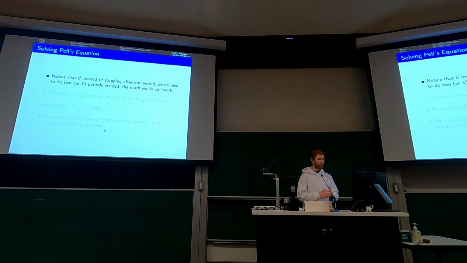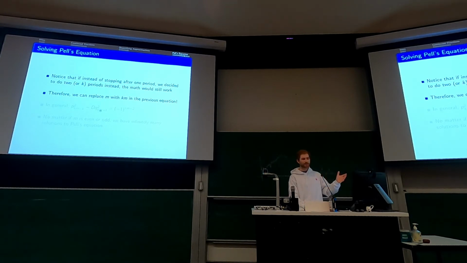So because of that, we can do k periods, and all the math is going to work. The only thing that changes in the formula is that we replace m with km in the previous equation. So we do that, and we get p_{k-1} squared minus d q_{k-1} squared is equal to (-1) to the km minus 2.